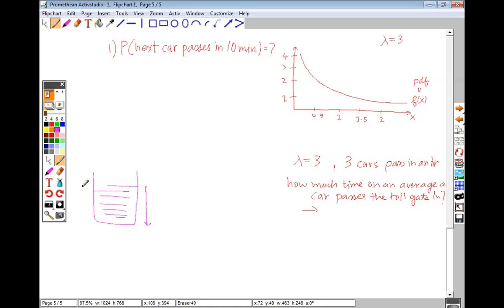Yes, Prajakta, you're correct, but what we are questioning is how much time on an average it will take for a car to pass the toll gate. I mean, not exactly for a car to go through the toll gate, but for a car to even arrive at the toll gate, right? So, 20 minutes. I couldn't hear you, Vanshita. 20 minutes, right. That is exactly it.